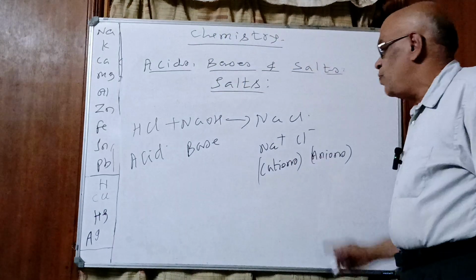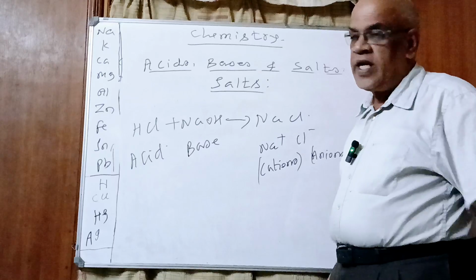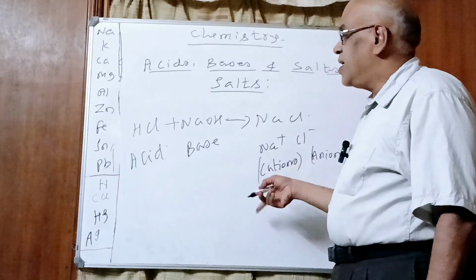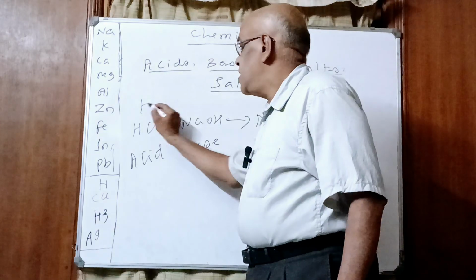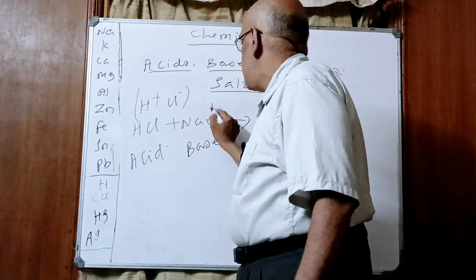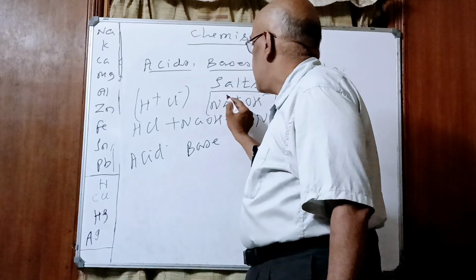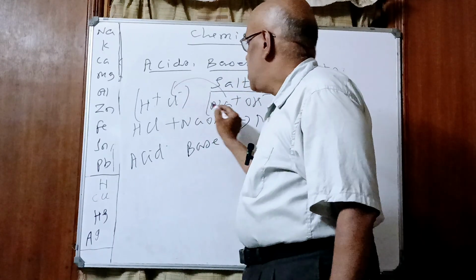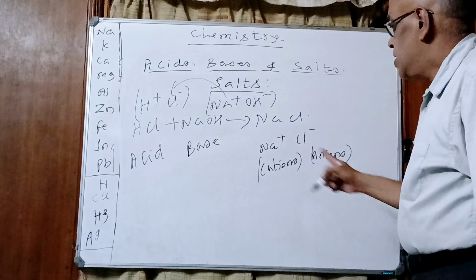So it has got two parents. It is a baby of two parents. Like we have two parents, father and mother, salt also has two parents. What is that? Acid and base. Acid gives H plus ions and Cl minus ions. Base gives Na plus ions and OH minus ions. Na of base combines with Cl of acid to give salt and water.